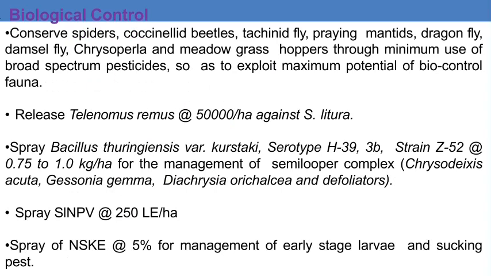predators or biocontrol agents we can use against the different insect populations of the soybean crop. Then Telenomus remus is one of the effective laboratory-based parasitoids against Spodoptera litura. Then Bacillus thuringiensis is one of the effective insect bacteria against Lepidopteran pests. SLNPV is used against Spodoptera litura, and NSKE 5% is used against the different larvae and the sucking pests.